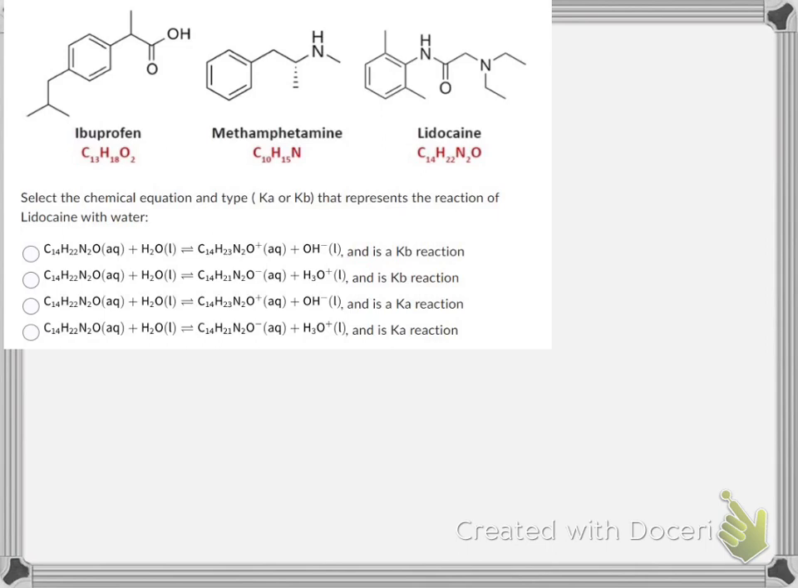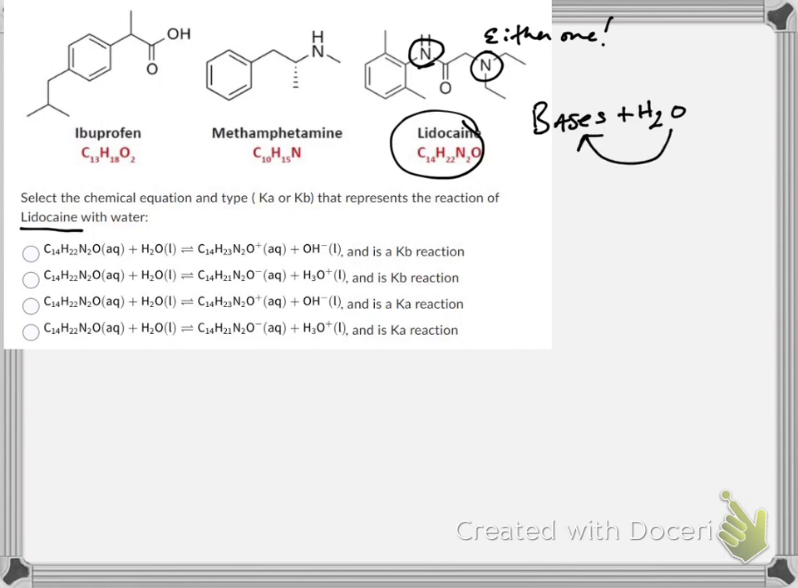Select the chemical equation and type Ka or Kb that represents the reaction of lidocaine with water. Okay, so then we have our first base analysis. Now this one has 2 to choose from, but either one is fine. What we see is that bases plus water, right? That means now the base takes on an H plus. It gains an H and a positive charge. The result is water has now lost an H plus and becomes hydroxide ion.